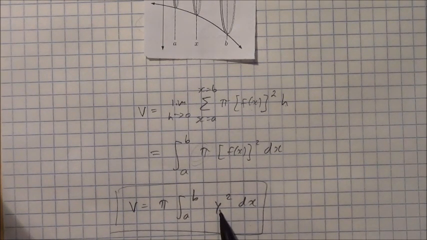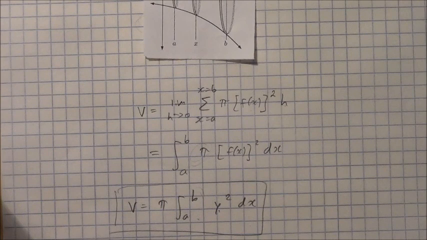So we just take the function, we square it, we take the integral of that, and then we multiply the result by pi, and that gives us the volume of rotation. So that's basically the long and the short of the foundation of integrals for the volumes of rotation.